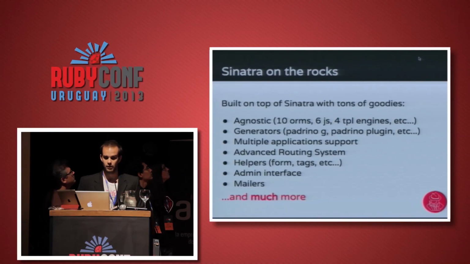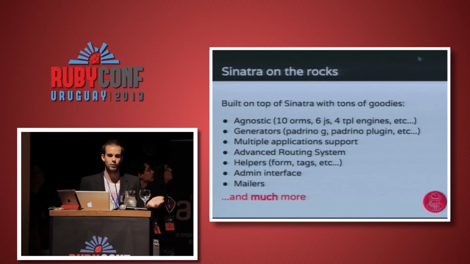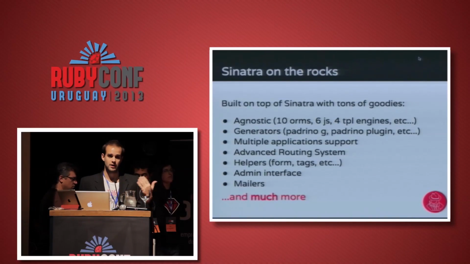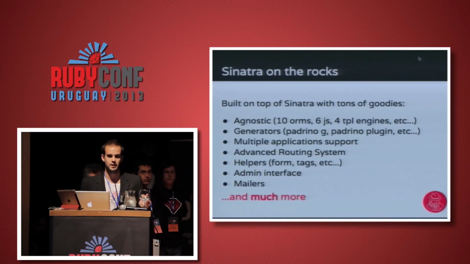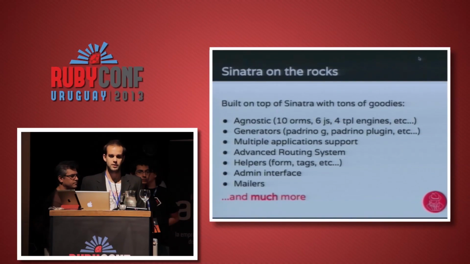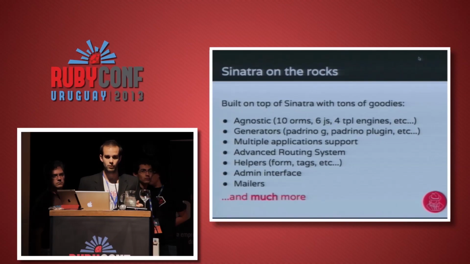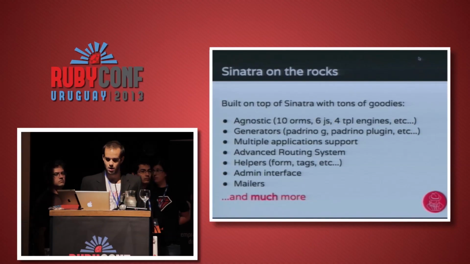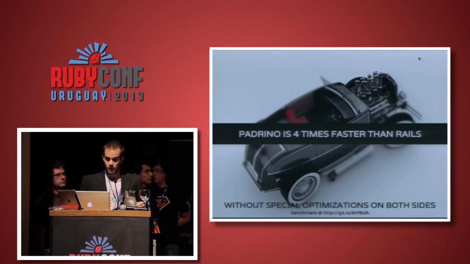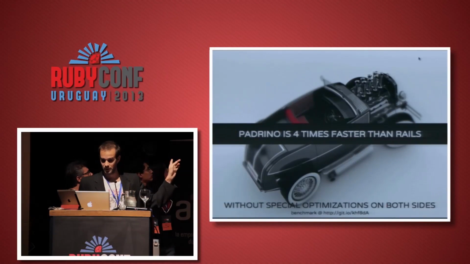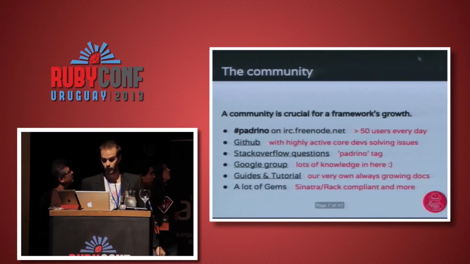Now, what we have different is a whole series of things that you can decide, and you can choose template engines, and a whole series of things like the generators. You can use mailers if you want. You have several helpers, and you have an admin list, and some of this comes through the platform and is integrated with the generator, and many more things. This is a fact: Padrino is 4 times faster than Rails.